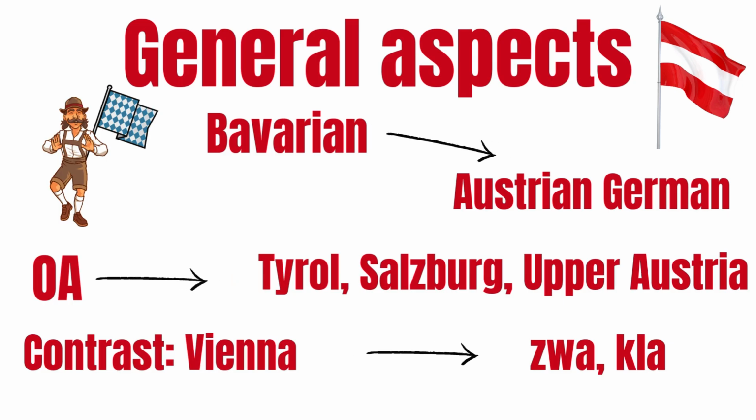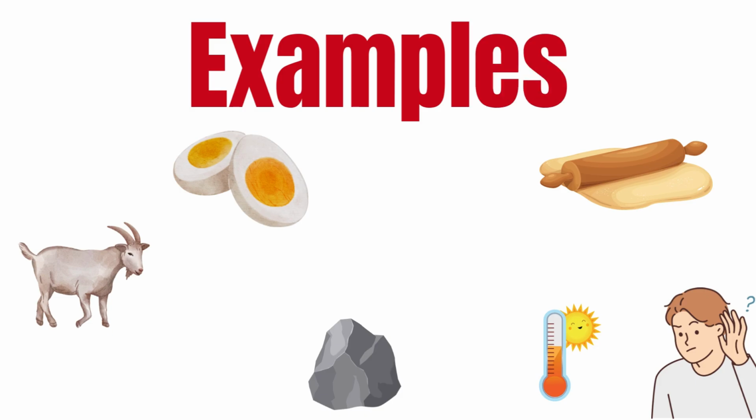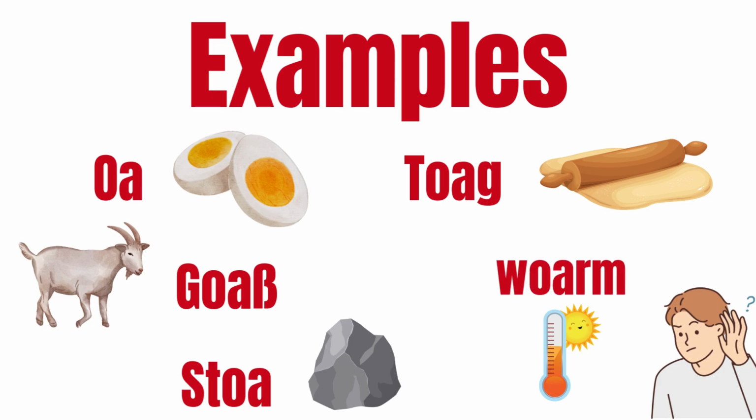Let's take a look at some additional examples that can help you to practice the OA sound in more detail. Oa, egg, oa. Goas, goat, goas. Stunga, stone, stunga. Doag, doe, doag. Worm, worm, worm.